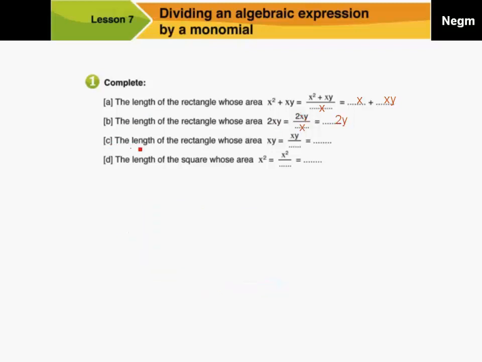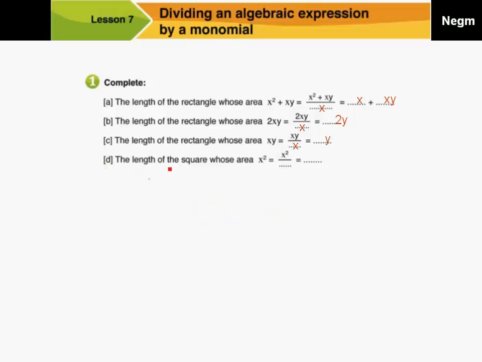Number C, the length of the rectangle whose area is equal to xy. Draw a rectangle, assume the width is x and the area is xy. So the length is area xy divided by width x. Eliminate x with x to give y. So the length is y.